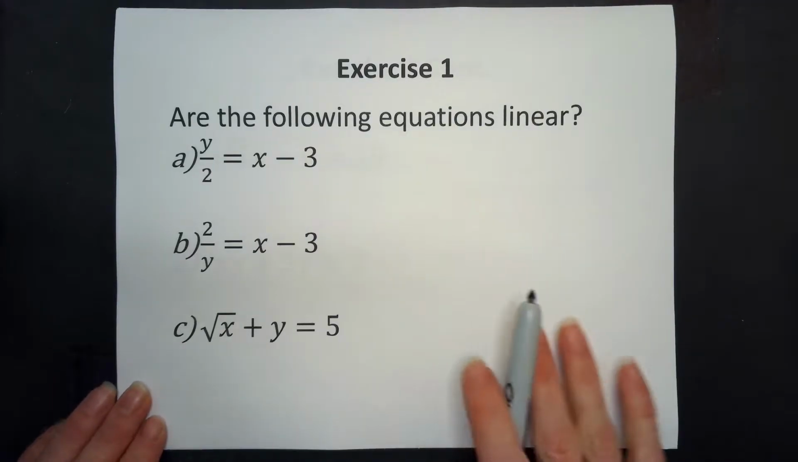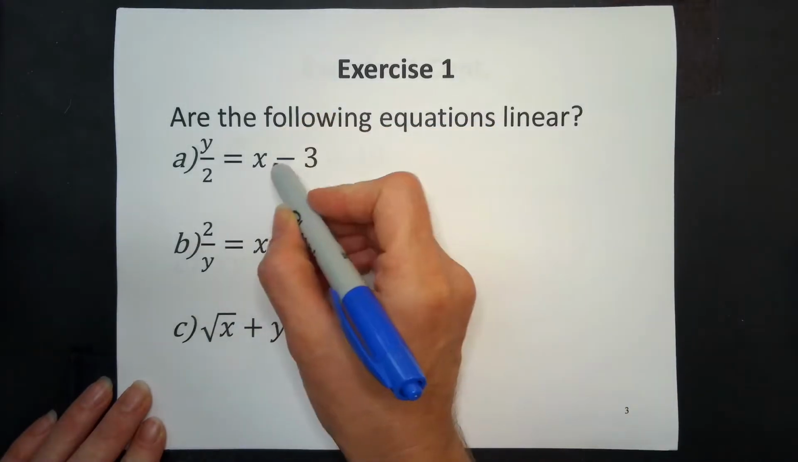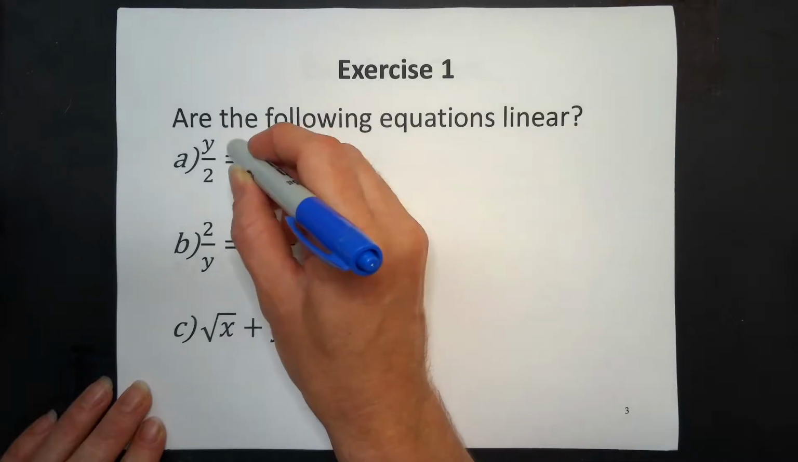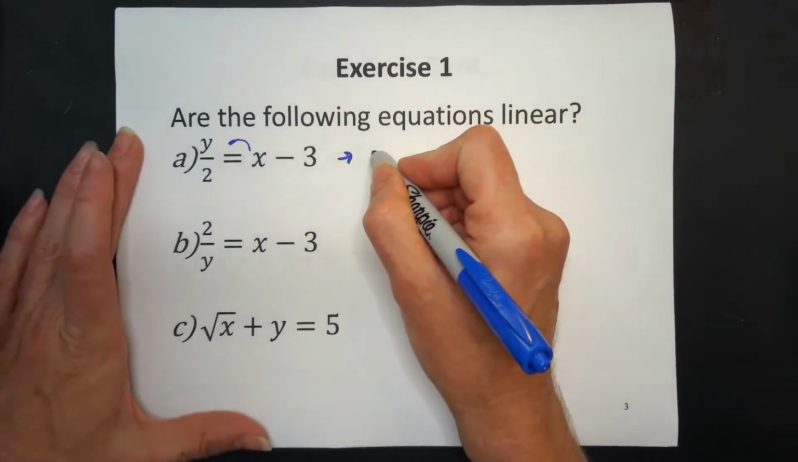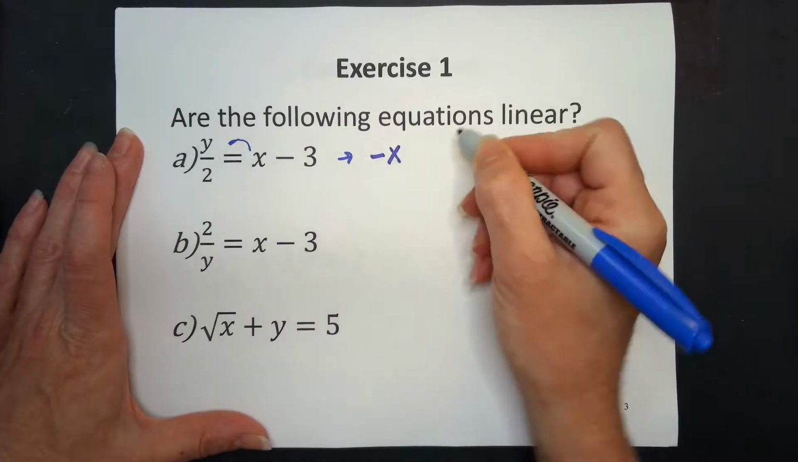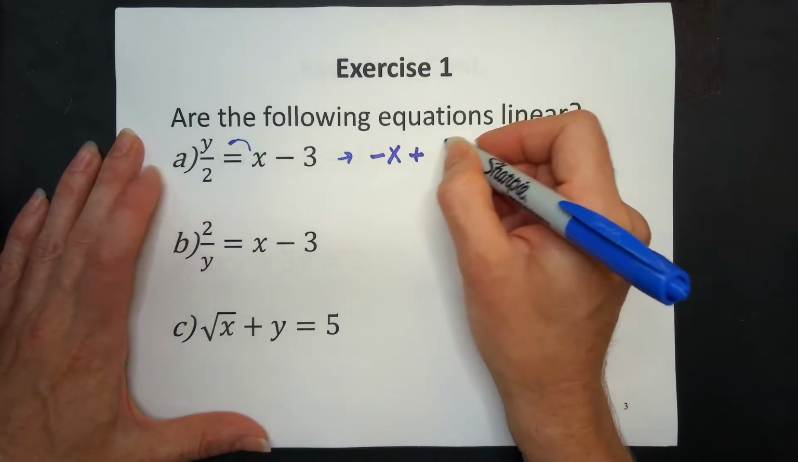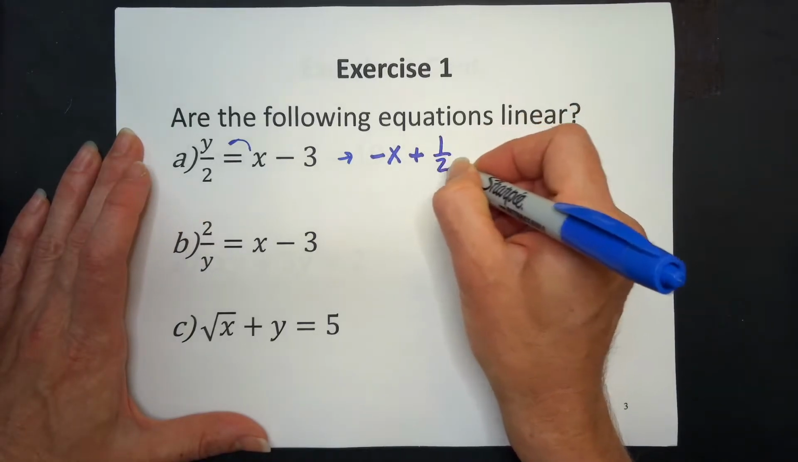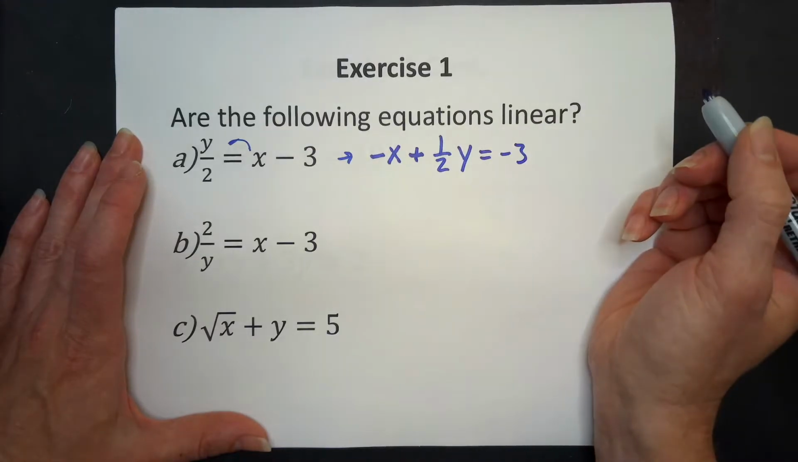Alright, so are the following equations linear? Let's put them in standard form to see if they are. To put this in standard form, I'm going to move the x to the left-hand side. So I'm going to rewrite this as x, and that's going to make it a negative x. Then I'm going to have plus, and instead of writing this as y over 2, I'm going to write this as 1/2 times y equals negative 3.